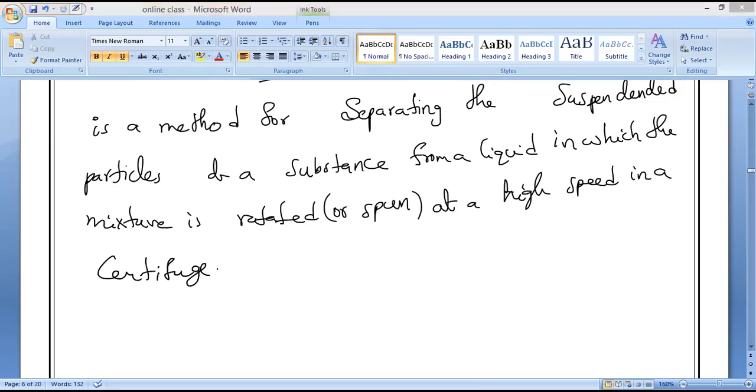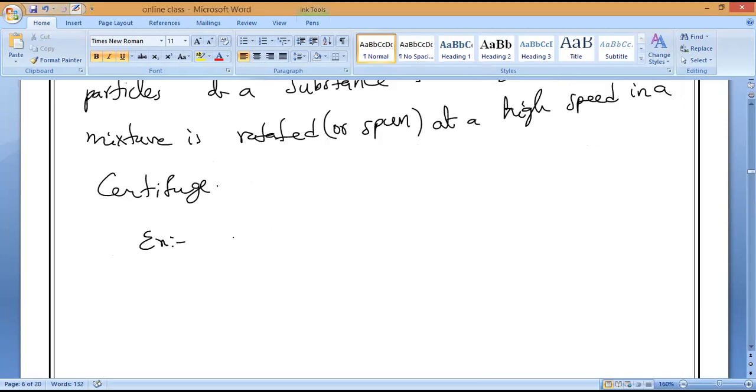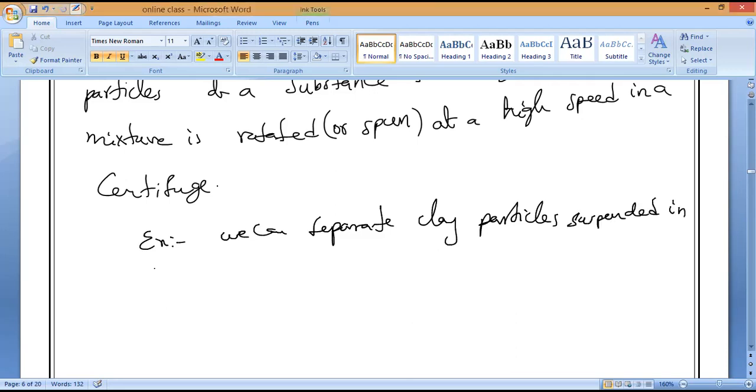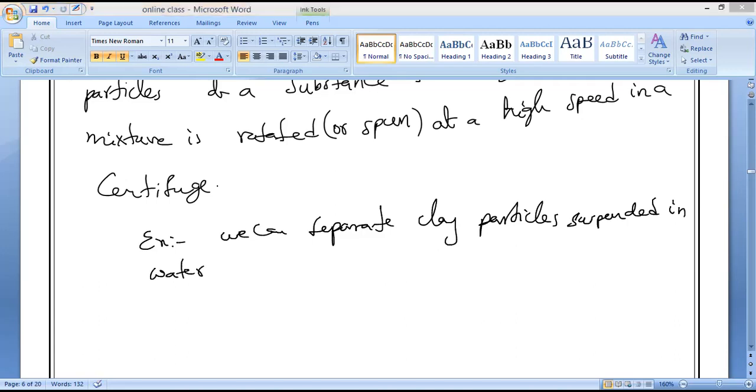Okay, everyone. So what example can we use? We can separate the clay particles suspended in water very rapidly by the method of centrifugation. Example, you can write: we can separate clay particles suspended in water very rapidly by the method of centrifugation.